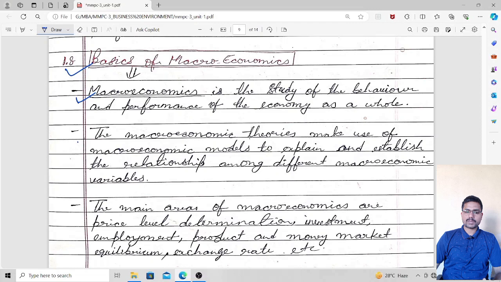Macroeconomic theories make use of macroeconomic models to explain and establish the relationship among different macroeconomic variables. In the macroeconomy, there are many variables which affect each other, and how each variable affects the other can be explained using macroeconomic models.